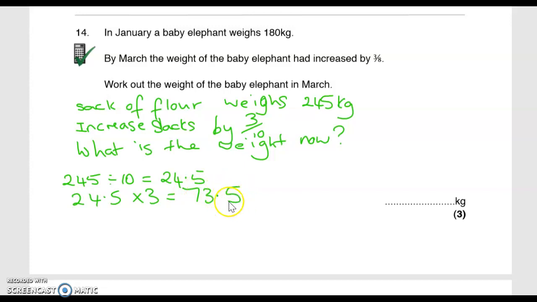73.5. Now it's worth 3 marks. There's 3 things we're working out here. So this is the second mark that we get here.